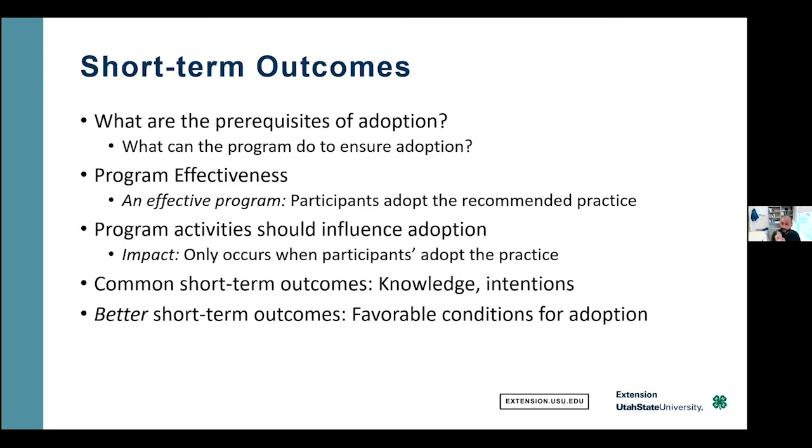And an effective program is one that ensures adoption. If we can't collect medium-term adoption rates, if we can't collect medium-term data, then for us to say that we had an effective program, we should be able to estimate the likelihood of adoption. And the likelihood of adoption is based on those short-term outcomes. What occurred in participants directly after attending your program or taking part in your program.